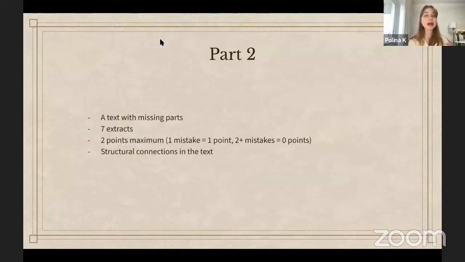And this task, unlike the first one, checks our ability, I would say, to find structural connections in the text. So which task do you think is harder for you? The first one or the second one here, the 10th or the 11th? Maybe you could share your personal experience of working with these tasks.